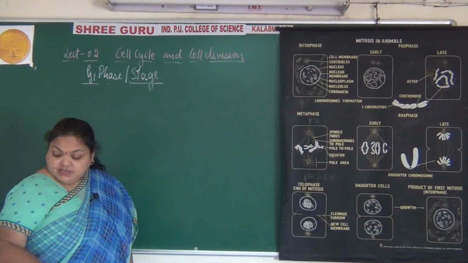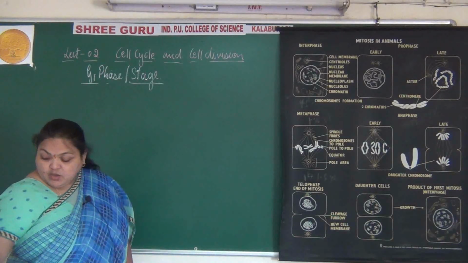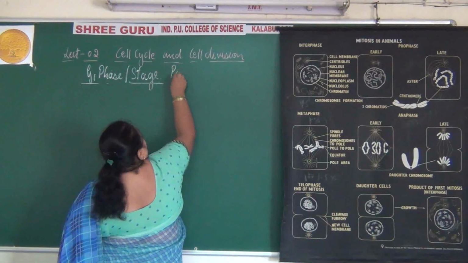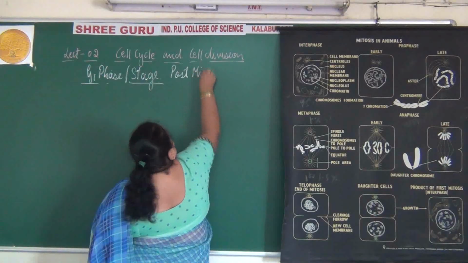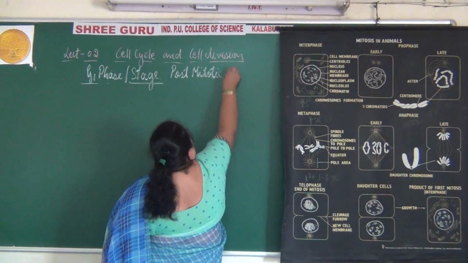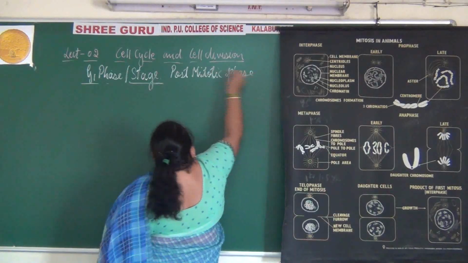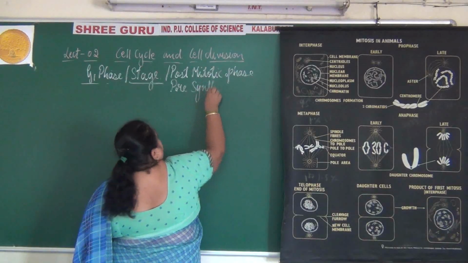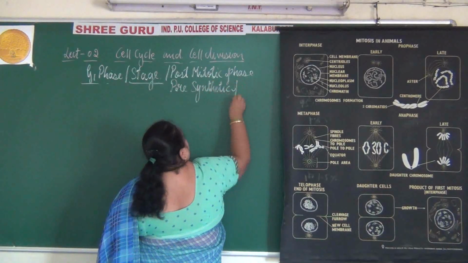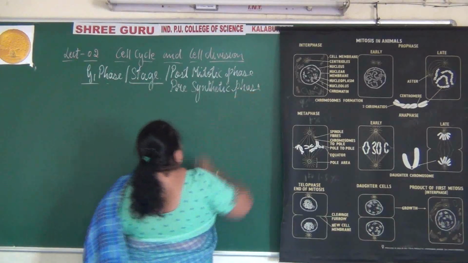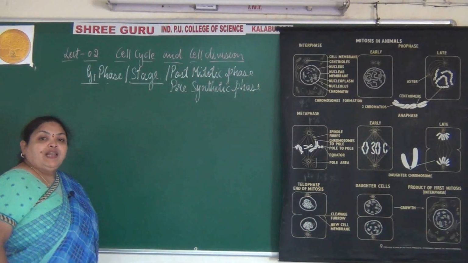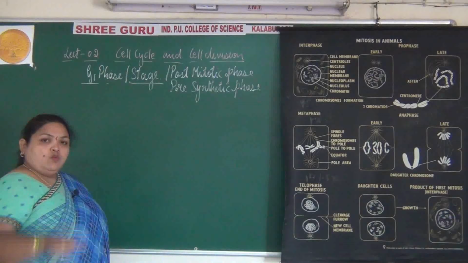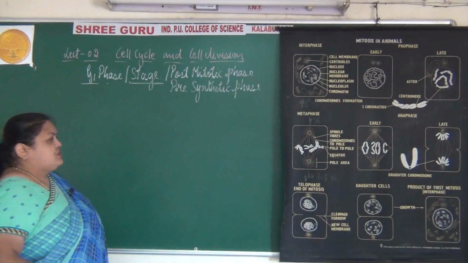First, the G1 phase. This first G1 phase is also known as the pre-synthetic phase. So what all happens? We will go through those stages in the form of points. What all changes occur in the G1 phase?